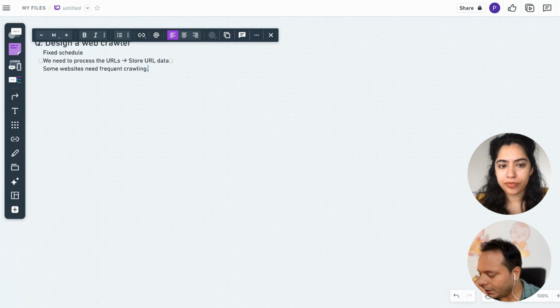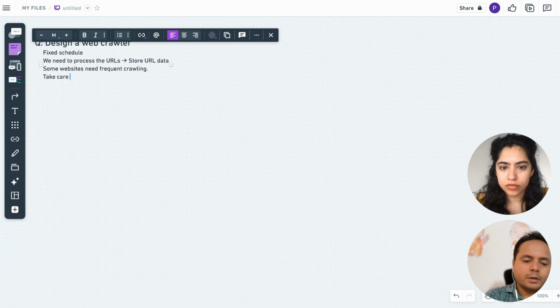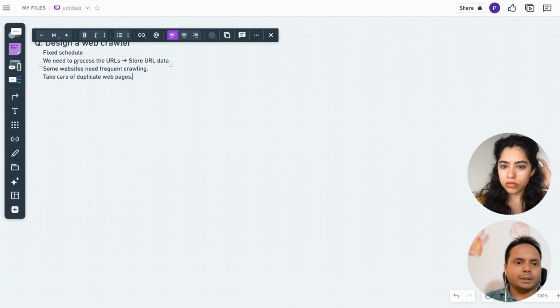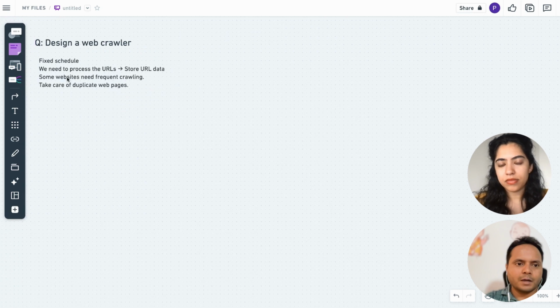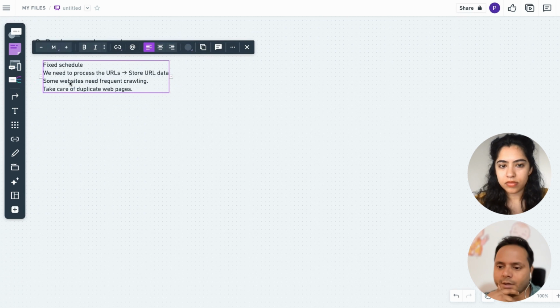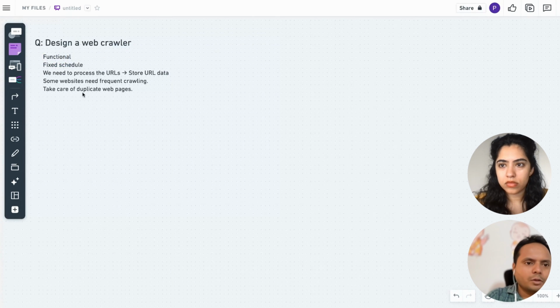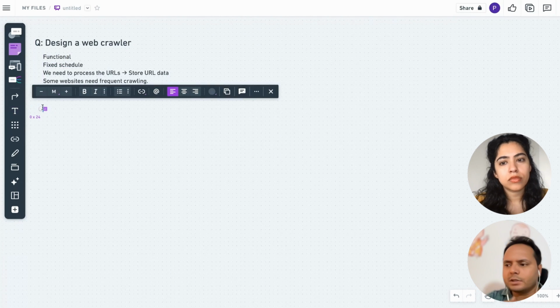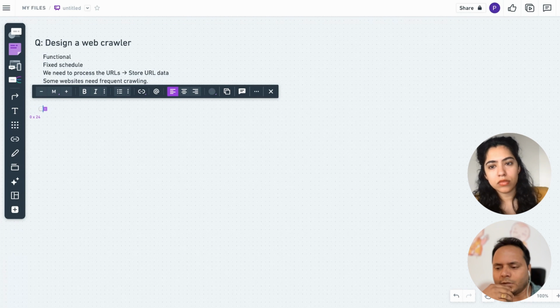Okay. Fine. I will definitely take care of duplicate web pages. Okay, fair enough. I think these requirements are good enough as far as the core functionality is concerned. These are the functional ones. For the non-functional, I will assume the regular ones, like being scalable and highly available. Those are the ones I will assume.